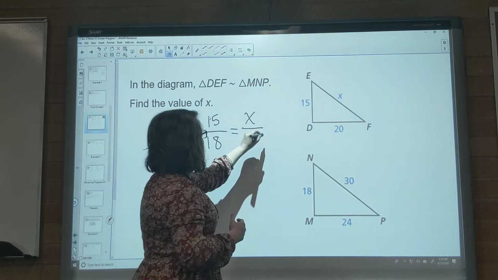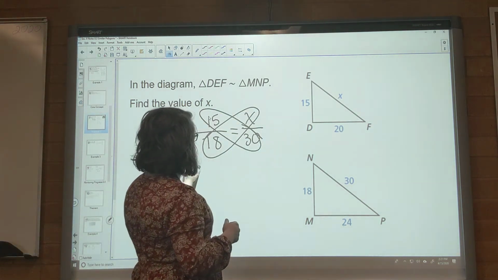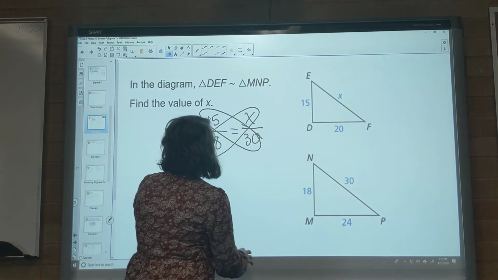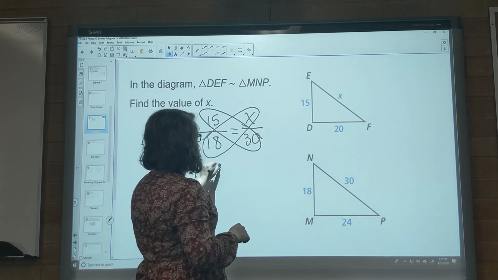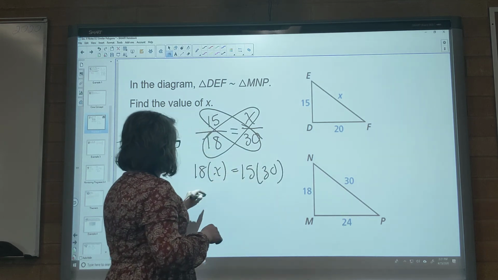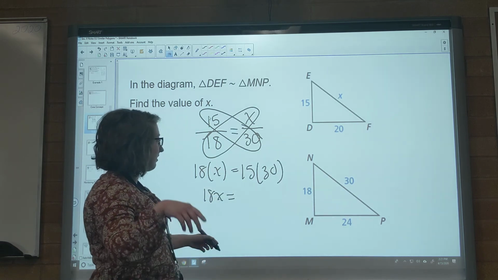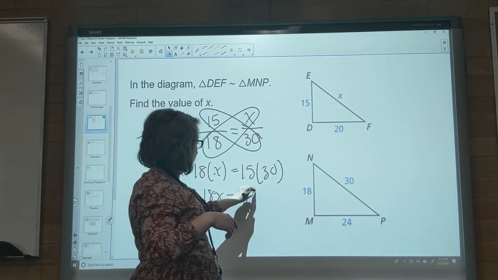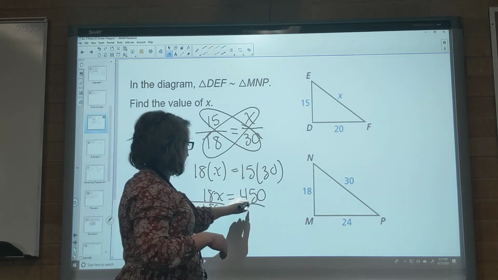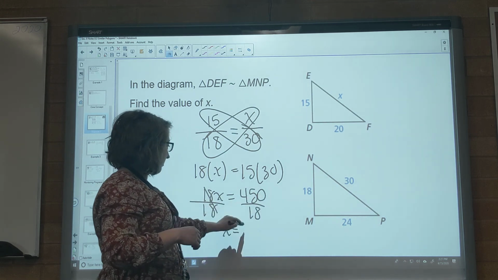I can solve. So I'm going to go ahead and make my x and then multiply them. Actually, I'm going to make x be on the left because I like that. So we have 18 times x equals 15 times 30. So I have 18x equals, what is 15 times 30? 450. Then I'm going to solve for x, so I'm going to divide by 18 on both sides. So x equals 25.